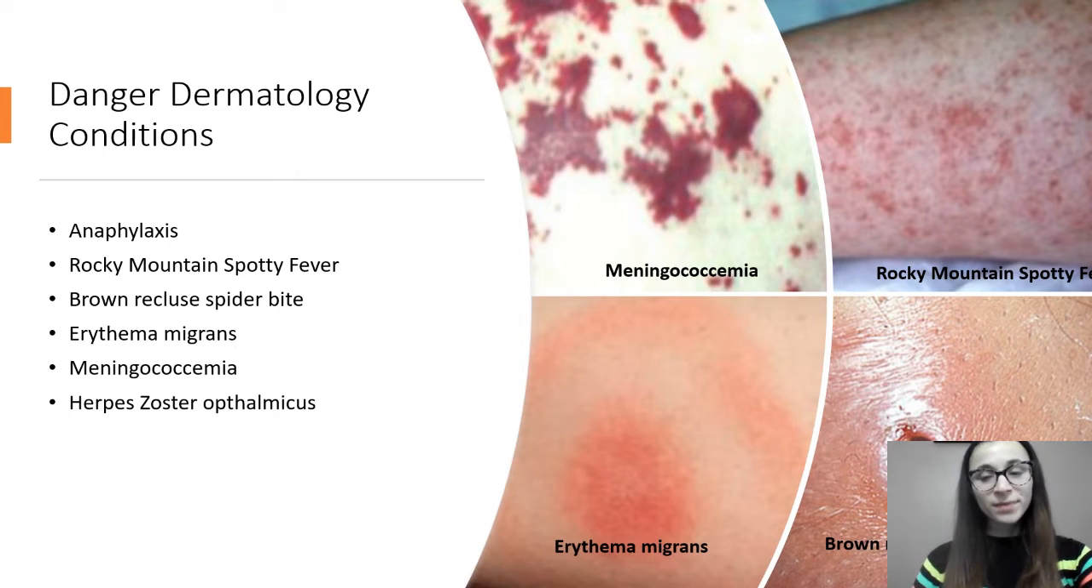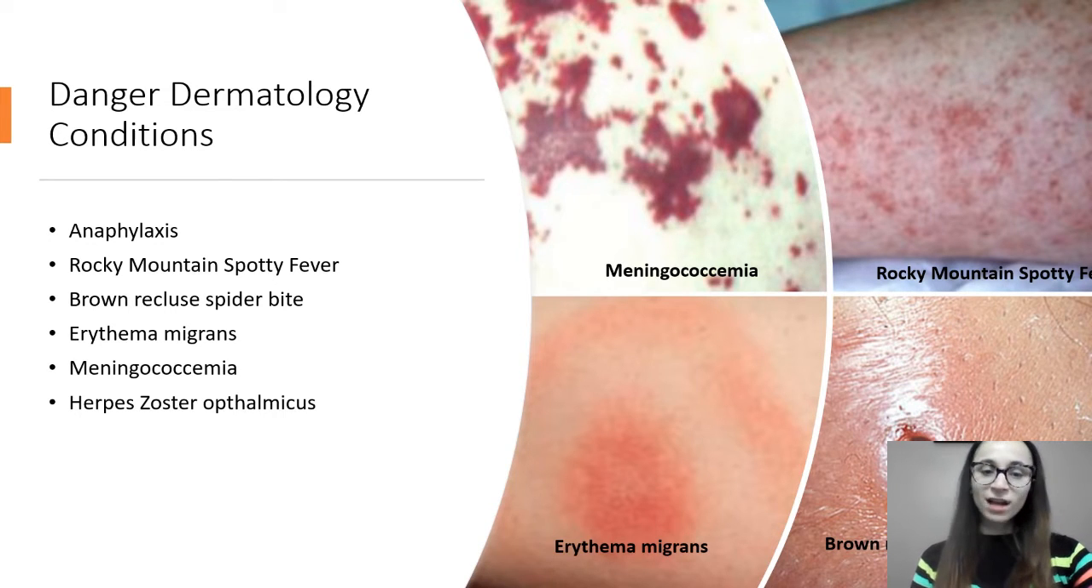You want to give them epi, IM, in the mid-outer thigh, and you want to repeat that every 5 to 15 minutes, and send them to the ED. Hives are under this also. Hives don't necessarily have to be anaphylactic, so if there's no anaphylaxis going on, no shortness of breath, no angioedema, just hives, then it's not urgent and it wouldn't be under the danger dermatology conditions. If it was hives, then it's self-limiting, so you would remove the cause of why they're breaking out in hives and give them antihistamines. So let's go back to the danger dermatology conditions.